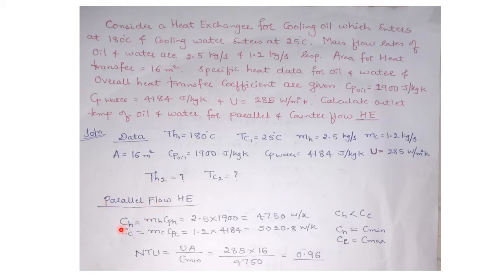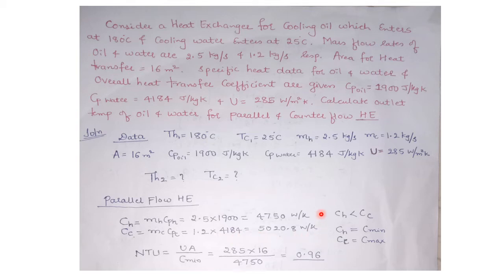Let me calculate CH. CH is nothing but the product of mass flow rate of hot fluid into specific heat of hot fluid, that is 2.5 into 1900. My value is 4750 watt per Kelvin. If I calculate CC, CC equals MC into CPC. MC is 1.2, already given in the problem. CPC is also given in the problem. So my value is 5020.8 watt per Kelvin.